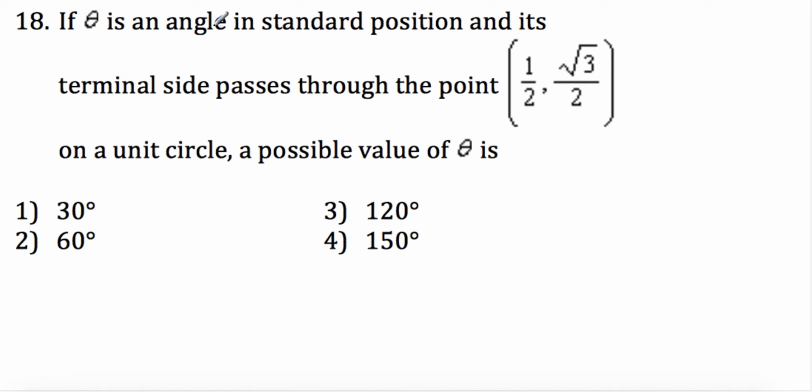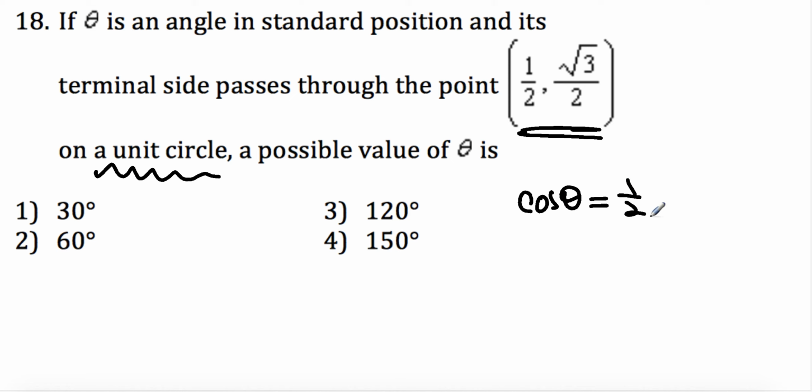Angle theta is in the standard position. Its terminal side passes through this point on the unit circle. Since this is unit circle, the x value is equal to the cosine. So we're looking at cosine of an angle equal to 1/2. So what value of angle would you get cosine ratio to be equal to 1/2? That's equal to 60 degrees. And you can see that sine of 60 is equal to radical 3/2. It matches as well. So choice 2 becomes the answer.